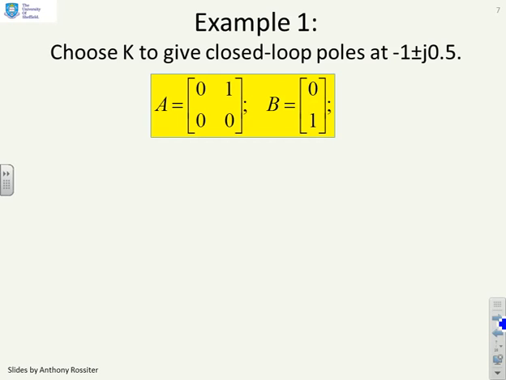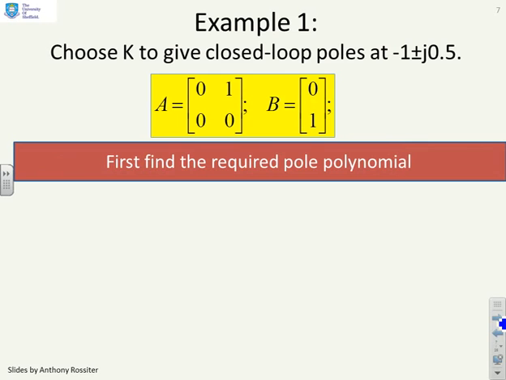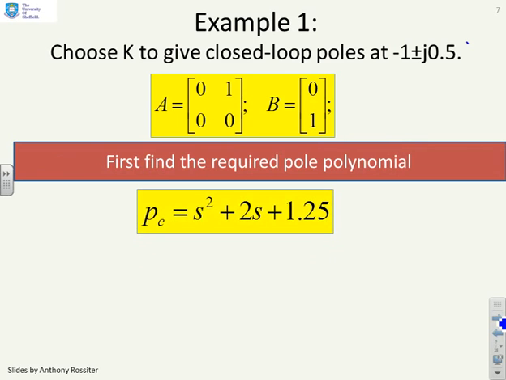Examples then. Here's the first example. Choose K to give closed loop poles at -1 and plus or minus 0.5. The first thing to do then is say what is the required pole polynomial, and here that's relatively straightforward. If you take those two poles, you'll find they give you this polynomial here. So PC equals s squared plus 2s plus 1.25. So that's our target, that's what we want to get.